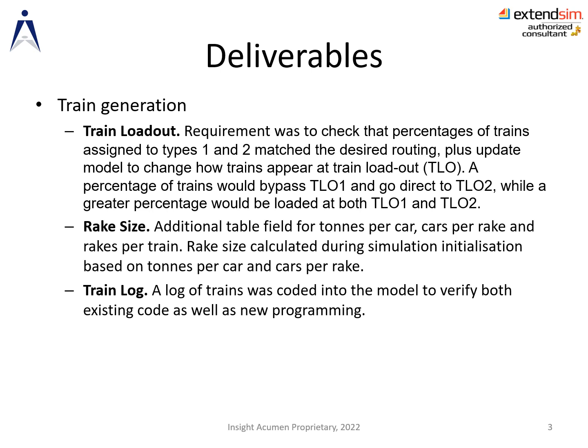For rake size, an additional table field was added for tons per car, cars per rake, and rakes per train, with the rake size being calculated during simulation initialization based on tons per car and cars per rake. And we added a train log, so a log of trains was coded to verify both the existing code as well as new programming.